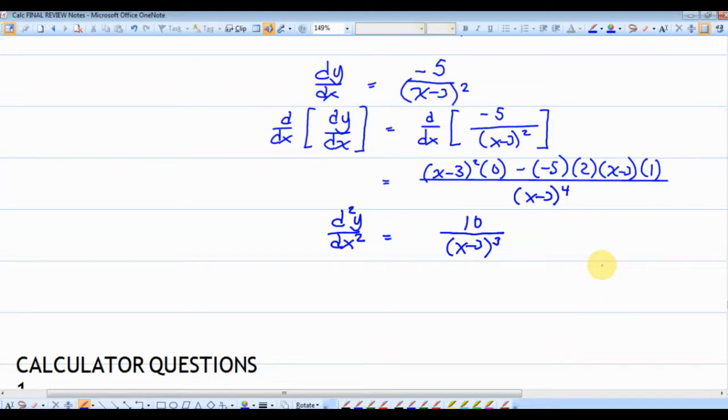Okay, the next few questions are calculator questions. Remember, that doesn't necessarily mean you have to use a calculator. It just means that you have the option of using a calculator should you need it.